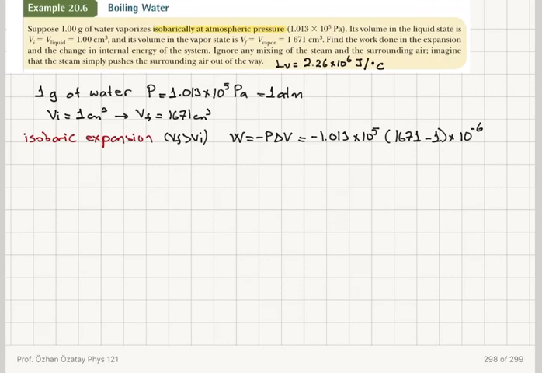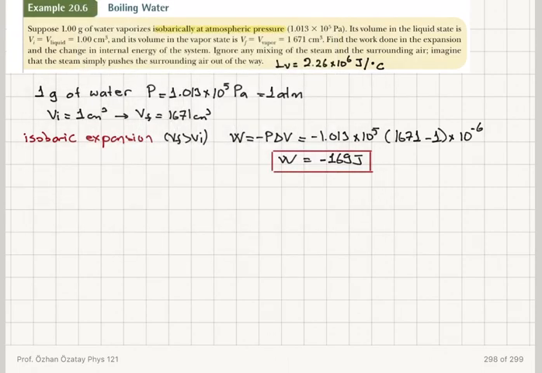So I find that the total work done is minus 169 joules. That's the work done on the gas. And again, this work done on the gas is negative because the gas is doing the work by expanding.